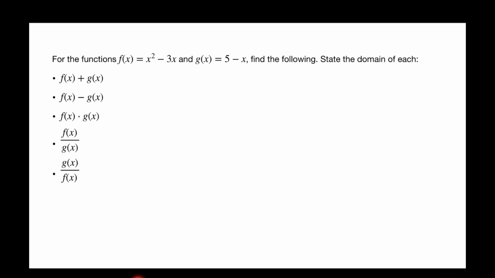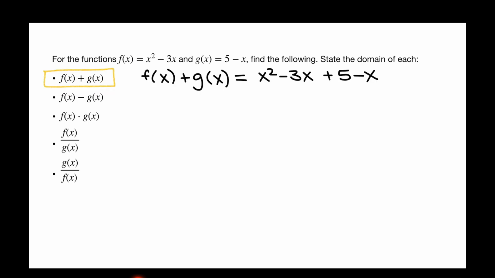All right, so now let's run through our operations. Let's start with f plus g. That's just asking us to add the two functions. So all we have to do is take x squared minus 3x plus 5 minus x. To add, we can combine like terms. So that gives me x squared minus 4x plus 5.